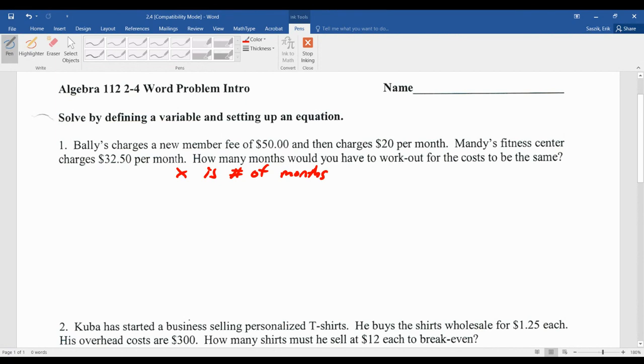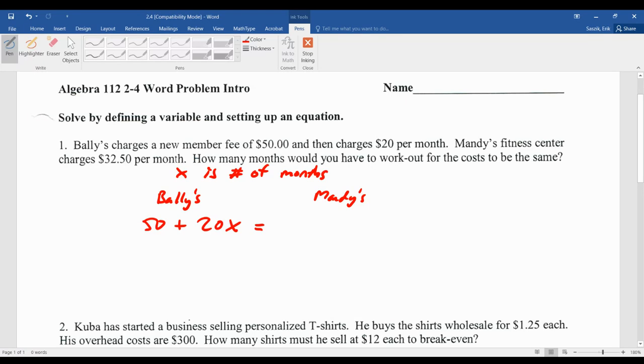Okay? And what you want to do is says, how many months would you have to work out for the cost to be the same? So what this is called is setting two things equal to each other. Let's put Bally's on the left and Mandy's on the right, and we'll put an equal sign in between. How much does it cost to work out at Bally's? Well, you have to pay this new member fee, right? So that's $50. You only pay that once, so there's no X with that. But then you also pay $20 per month, so that's plus 20X.